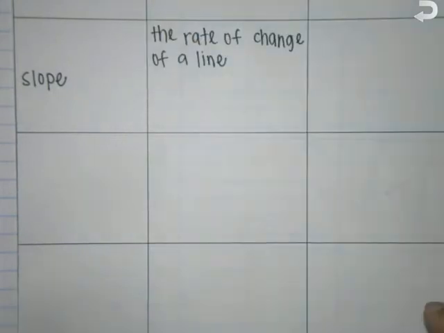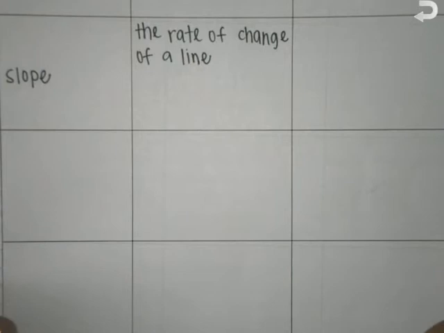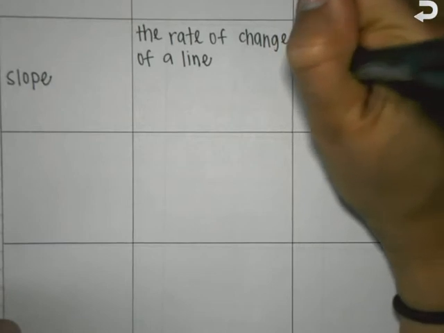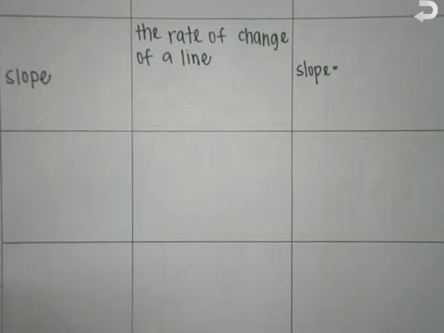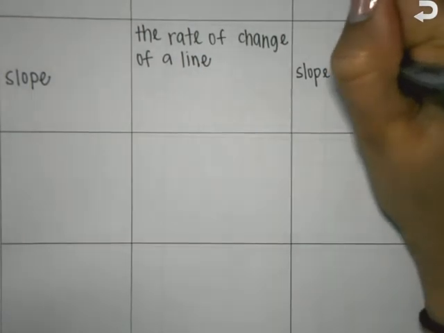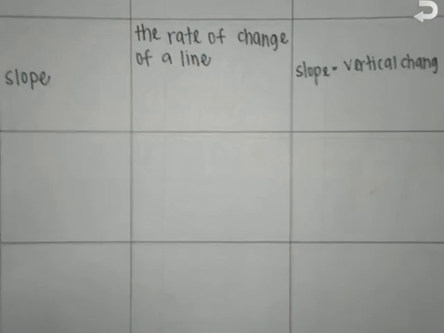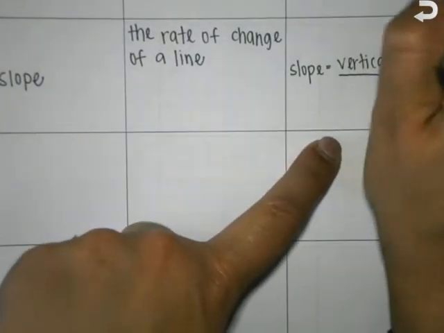Okay, so slope is the rate of change of a line. A line can be either on a graph or as a linear function. The example for that: slope equals, since we're talking about the dependent variable over the independent variable, which axis is my dependent variable on, X or Y? Y. And Y goes vertical, so we call that vertical change over my independent variable, which is on the x-axis, so that is horizontal change.